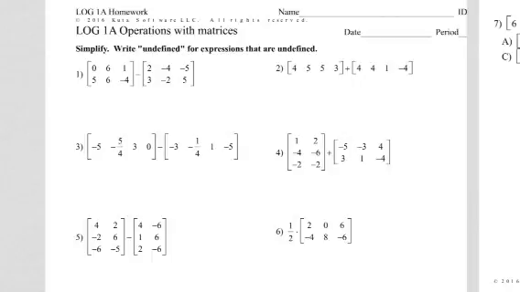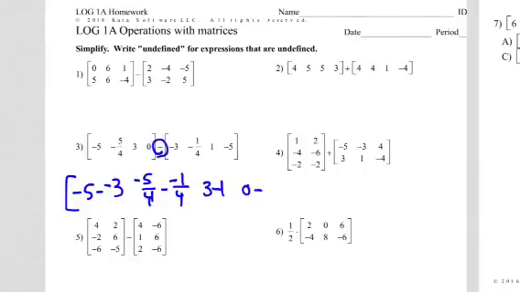Alright, don't let number 3 scare you because there's fractions. We do have a minus, so that makes it more difficult. Negative 5 minus negative 3. Negative 5/4 minus negative 1/4. 3 minus 1. And 0 minus negative 5. Alright, so we got a double negative. So it's going to be a plus 3. So negative 5 plus 3 is negative 2.